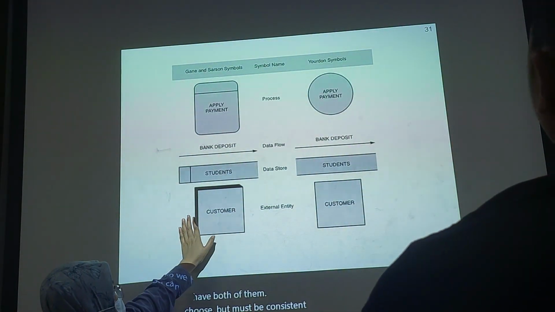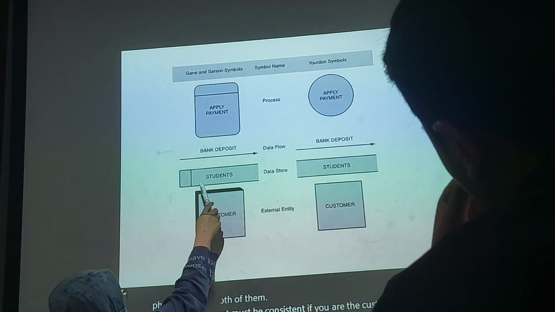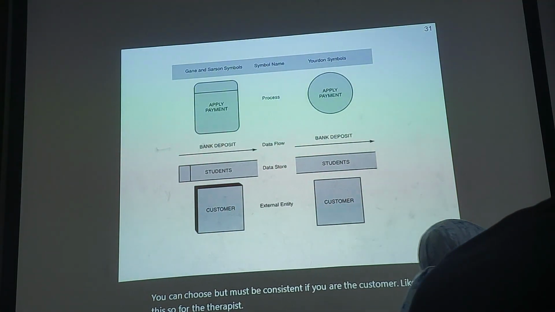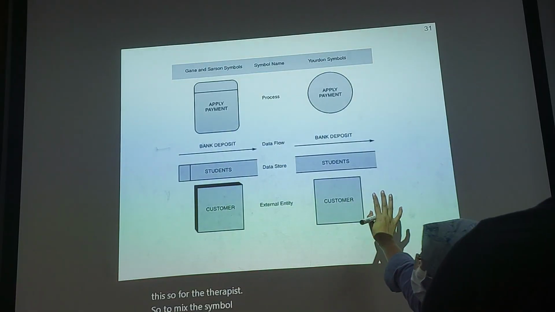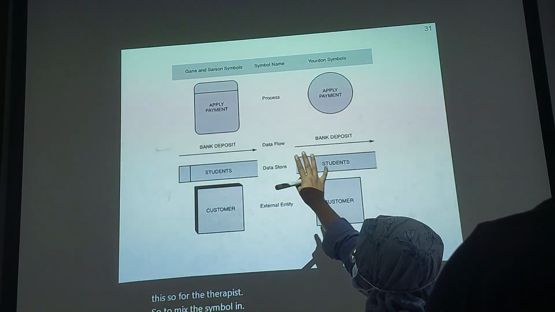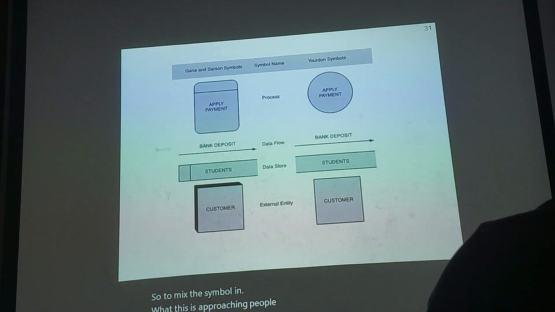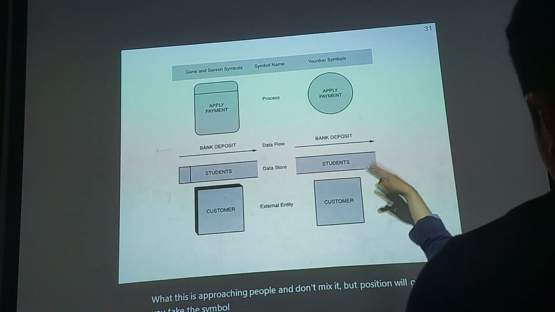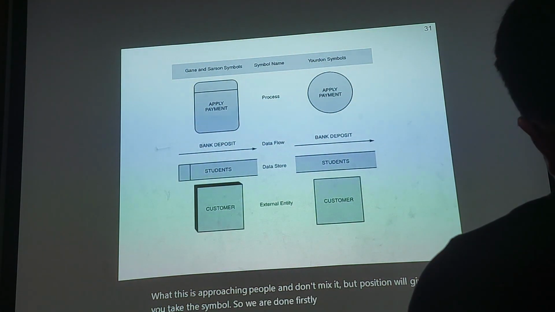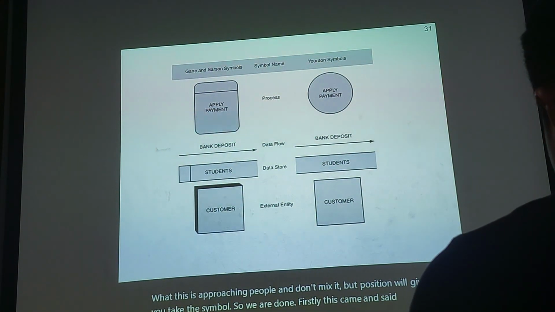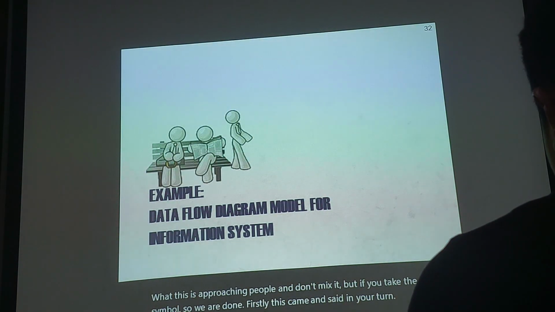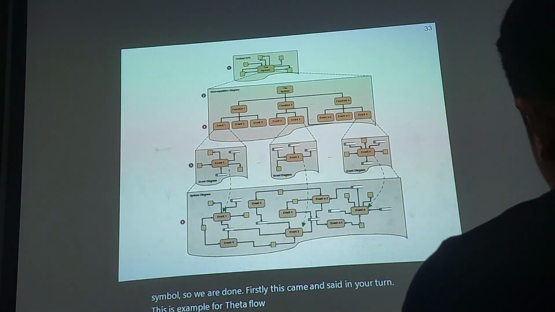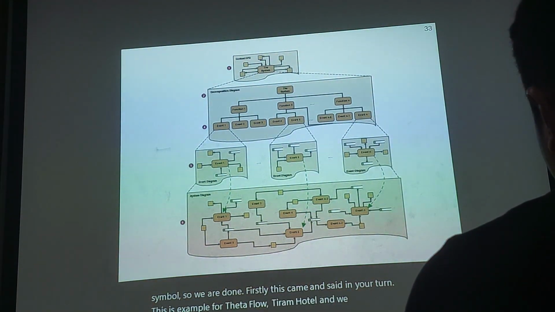If you take the customer like this, then for the database, don't mix the symbols in one diagram. This is the approach here. If you take the Gane and Sarson symbol, don't mix it. Be consistent: if you take one symbol set, the others must use the same set. This is an example of a data flow diagram model, and how to design it.